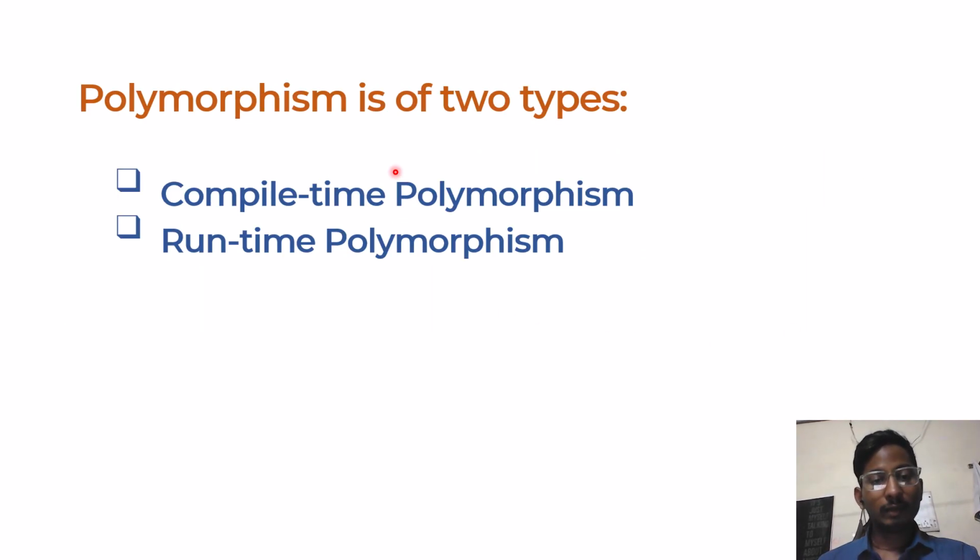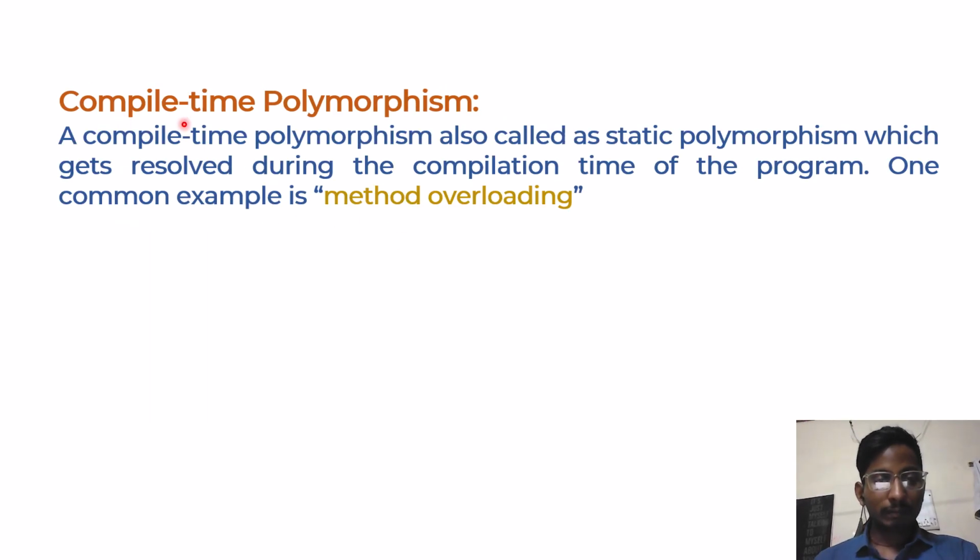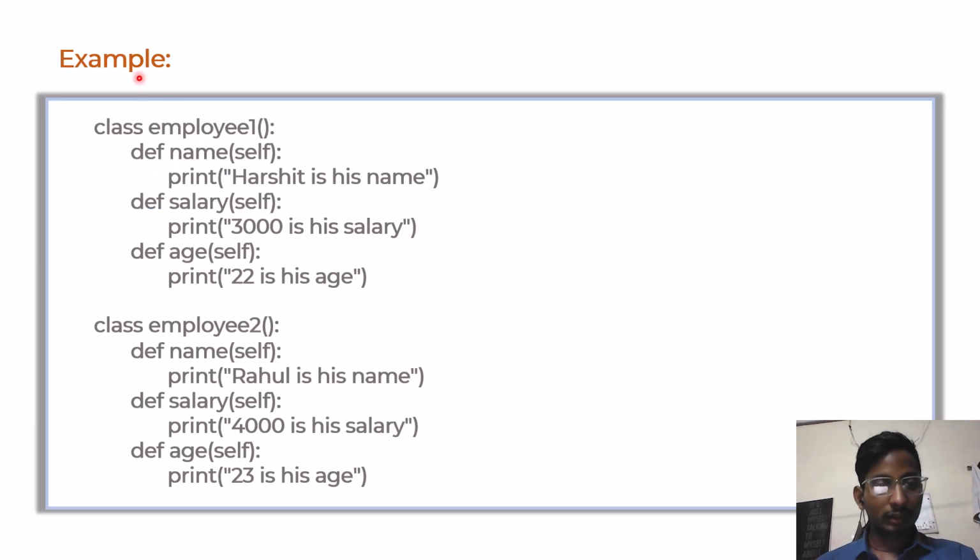Polymorphism is of two types: compile time and runtime. Compile time polymorphism is also called static polymorphism, which gets resolved during the compilation of the program. One example is method overloading. So this is an example of method overloading.